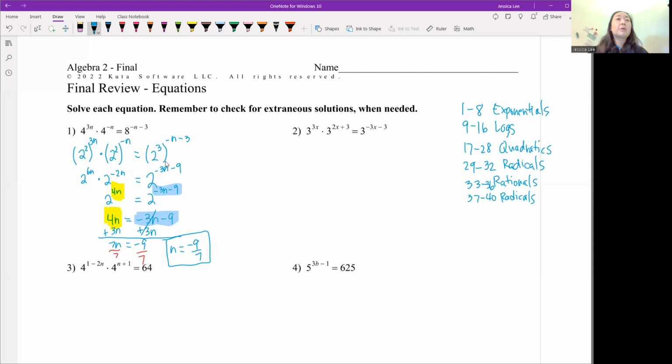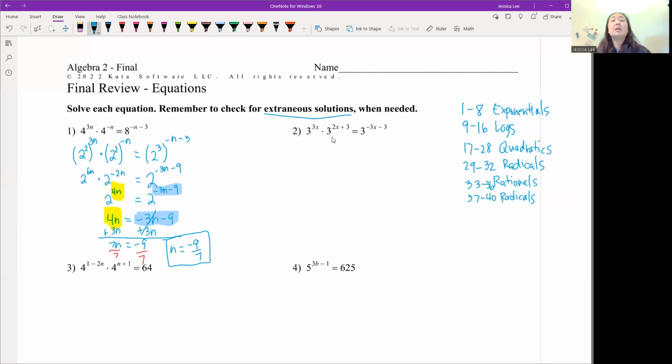All right, and with these exponents, exponents can be positive or negative. So there's really no extraneous solutions, because it says remember to check for extraneous solutions. We're not going to get that here. Okay, but you can always plug it in and see if it's true. That's how you would know.